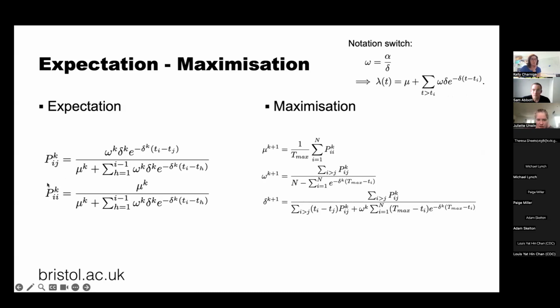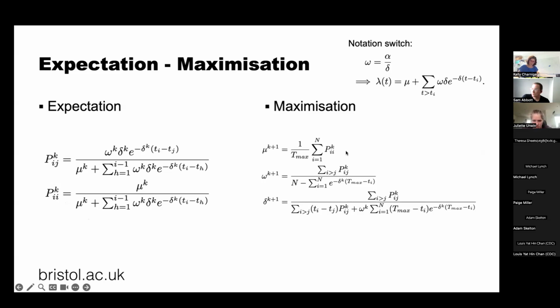And then you can also calculate this Pii, which is the probability that each infection is contributed from the background, sorry. So the top one is the probability that it comes from your person-to-person transmission kernel, and then this is the probability that your infection came from the background.